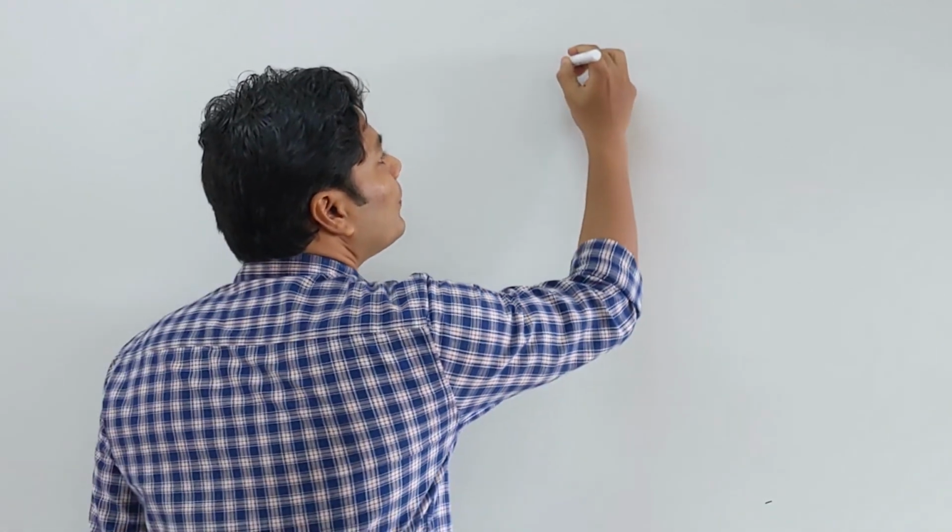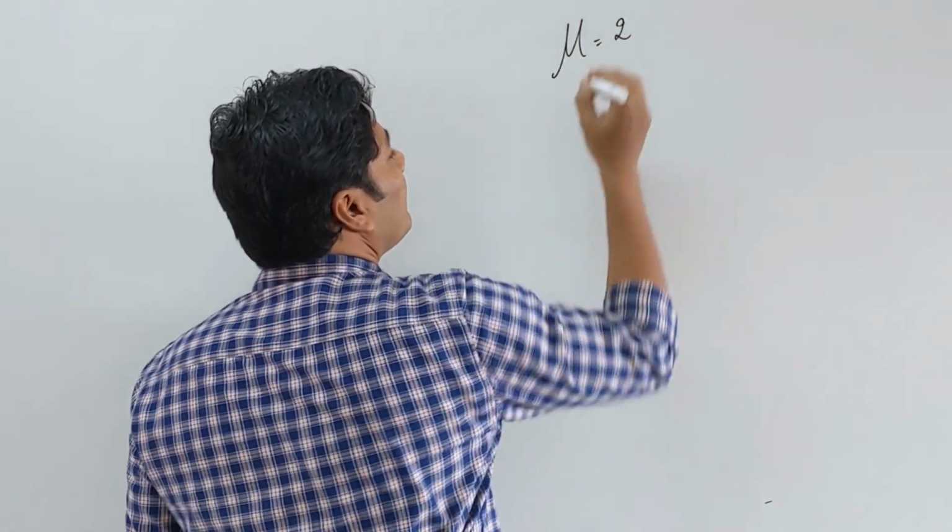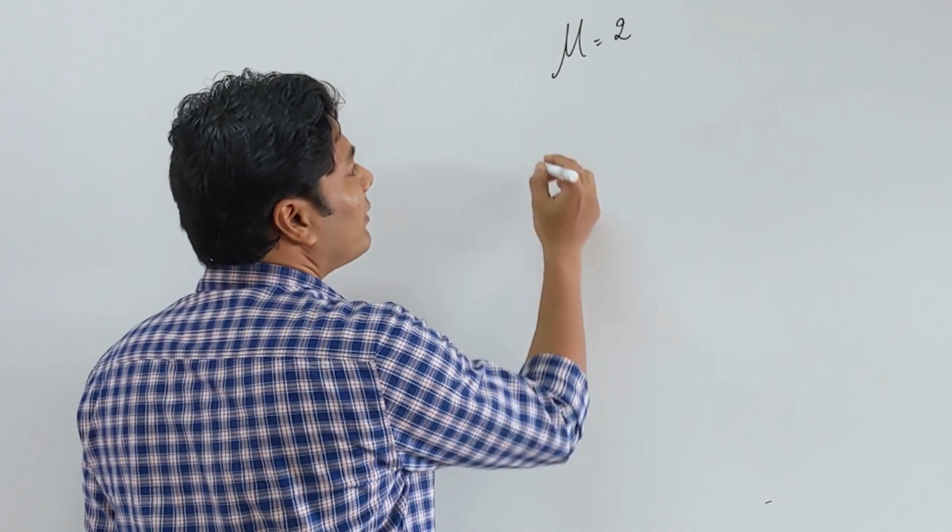A couple of things they have told you in the question is, the temperature coefficient has been given as 2, meaning for every 10 degree rise in temperature, the reaction doubles. So temperature coefficient is 2. Now what will be the final rate?